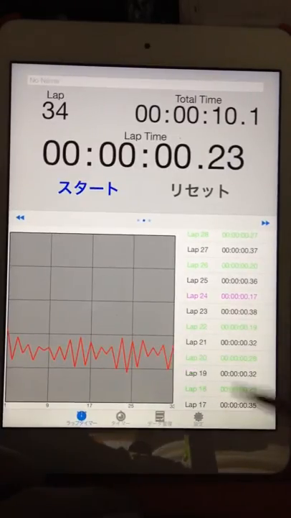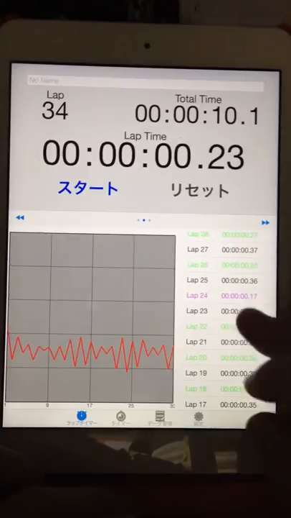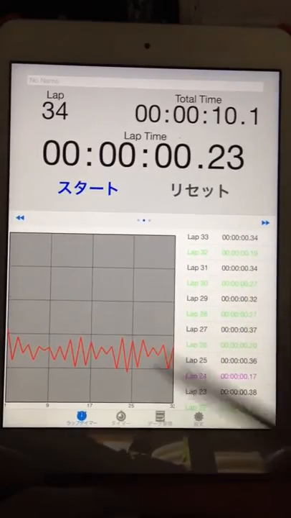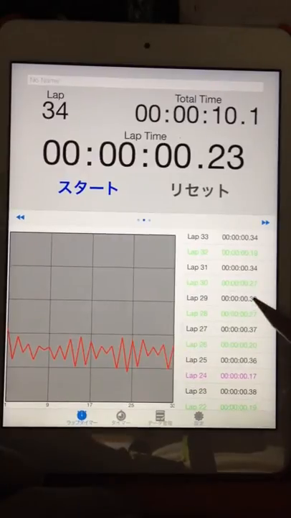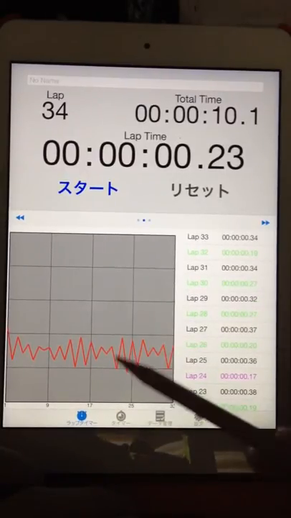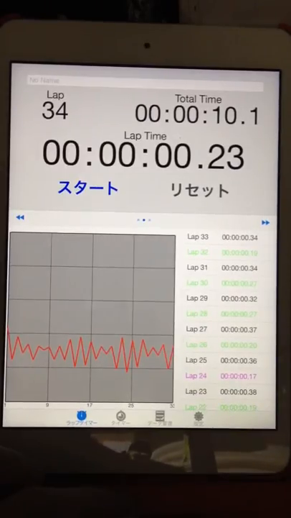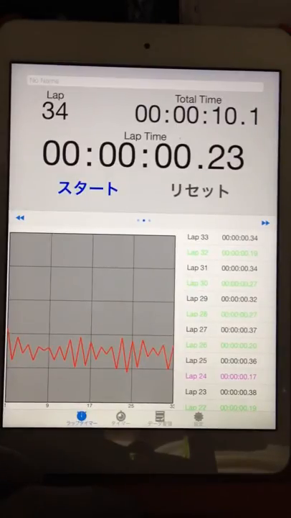And 1, 2, 3, 4, 1. 1, 2, 3. This difference is 5. Difference is 4. Difference is 5. If 4 divided by 5, 9. It's 7%.